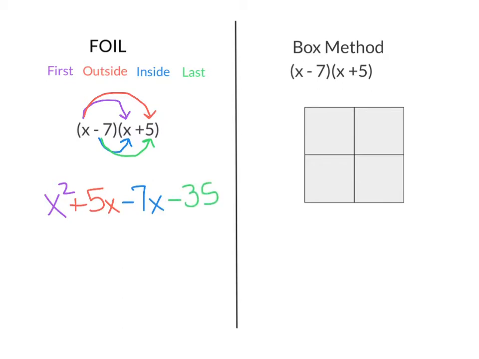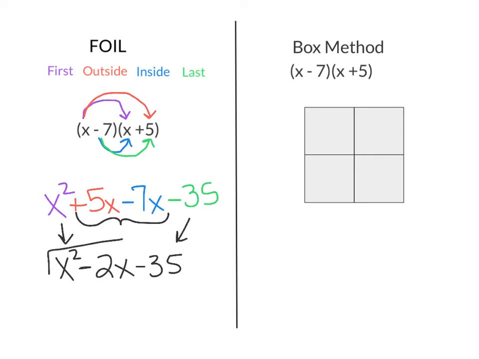Once I have those parentheses distributed, I can look and see what kind of terms I can combine. So I don't have anything to put with the x squared. I bring it down. I can combine my x's. I have positive 5 and negative 7. Positive 5 and negative 7 give me negative 2x. And then I bring down my minus 35. So here is the product of those two binomials that I multiplied together.